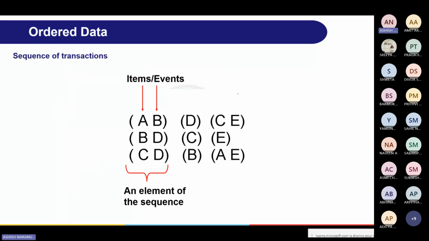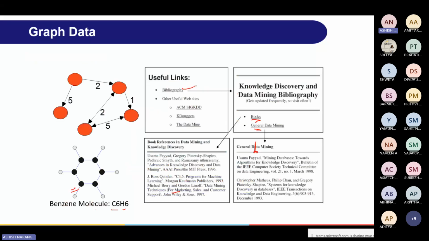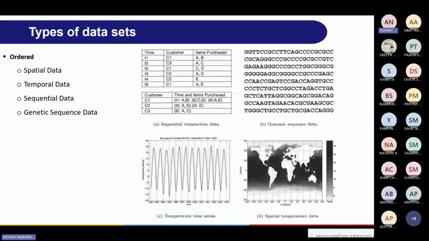Look at the ordered data, the sequence of transactions, the items and the events, elements of a sequence. So A, B, B, D, C, D, this happens in the form of a sequence. Then there is some event D, then C, E in a sequence. So these are the sequences of transactions that might have happened. This is what you can see mentioned here also. In transaction T1, a person has bought this, transaction T2 this, transaction T5 this.